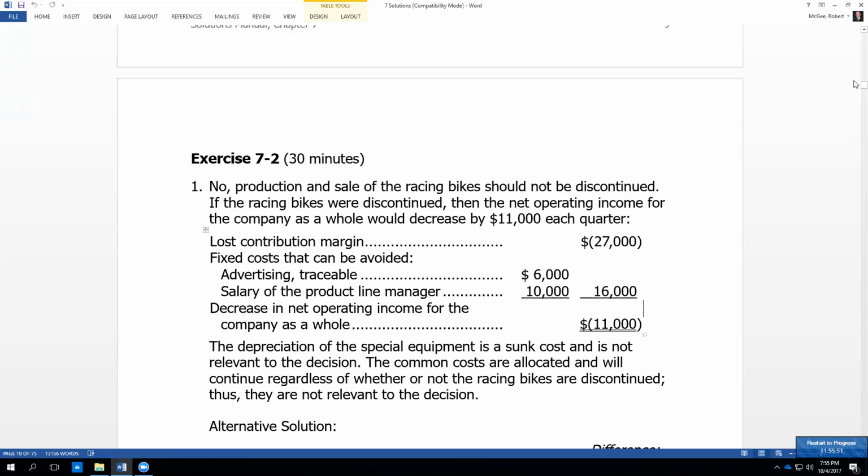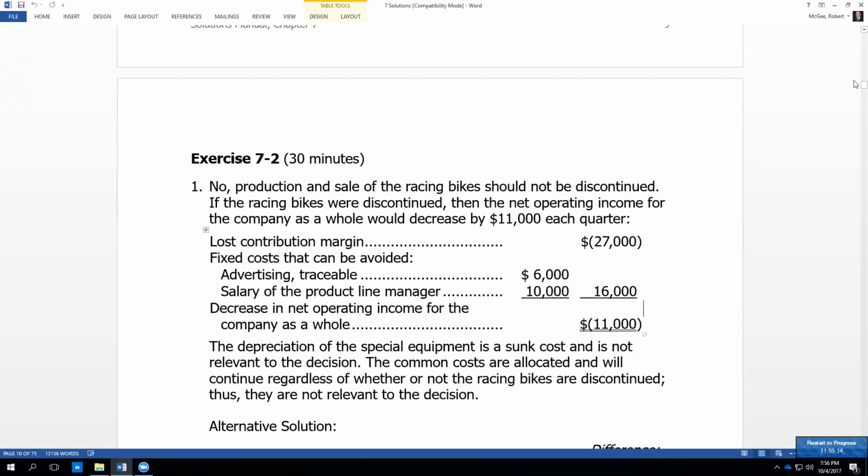What about the other 2 figures that were depicted in the graph as well? If you look at racing bikes, the depreciation of special equipment, $8,000. Let's take a look at that. For the depreciation of special equipment, that $8,000, that's a sunk cost, right? Sunk cost, past cost, irrelevant cost. The fact that it's special equipment just sort of throws you off, to make it sound like it's relevant. Depreciation, special equipment. Sunk cost, past cost, irrelevant cost.